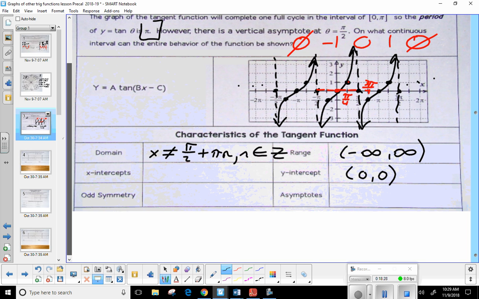Okay. Let's go ahead and look at the x-intercepts. The first x-intercept is at 0. Okay, so I'll go ahead and put 0 plus. Well, what's the next intercept after 0?